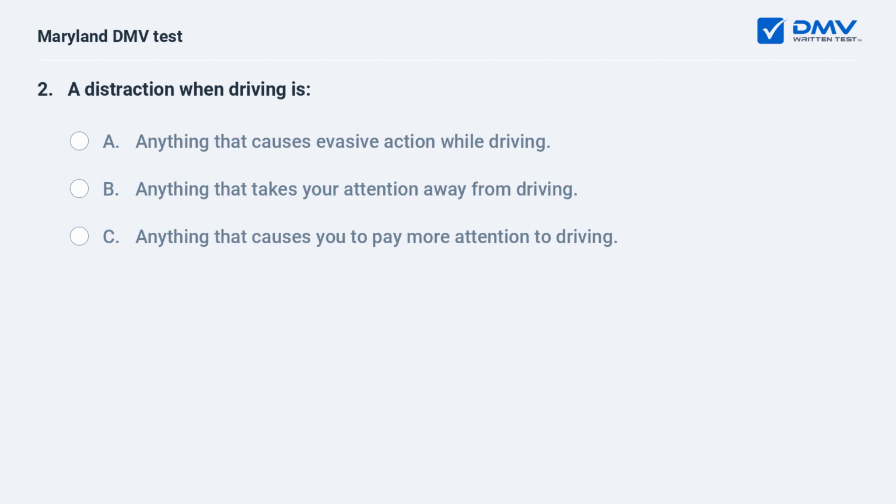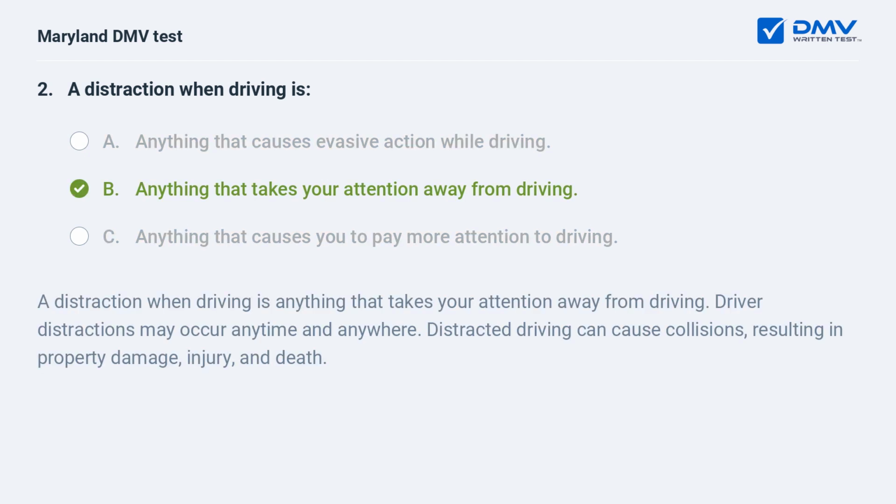A distraction when driving is A. Anything that causes evasive action while driving. B. Anything that takes your attention away from driving. C. Anything that causes you to pay more attention to driving. The answer is B. A distraction when driving is anything that takes your attention away from driving. Driver distractions may occur anytime and anywhere. Distracted driving can cause collisions, resulting in property damage, injury, and death.